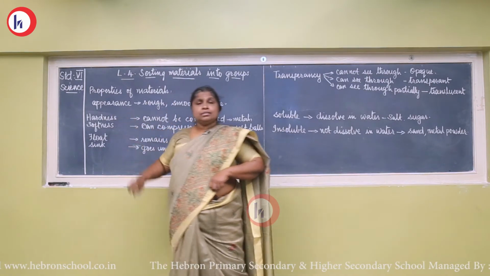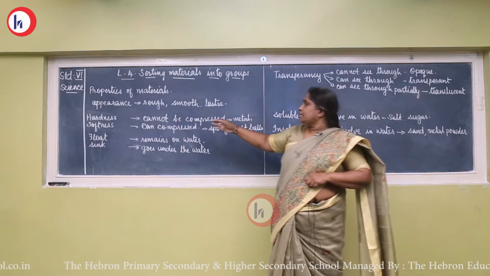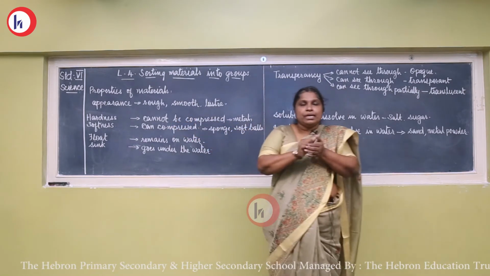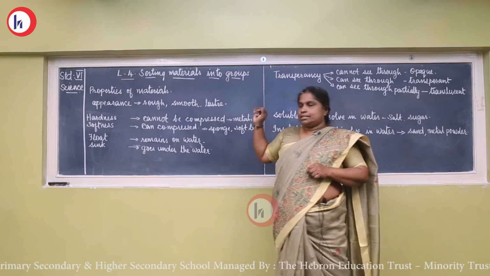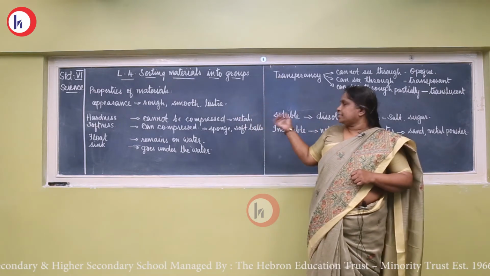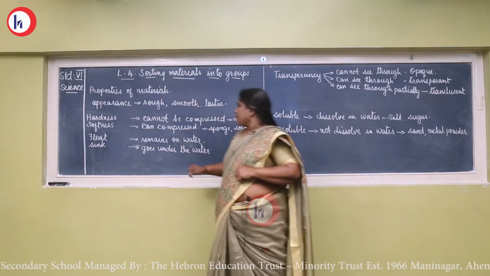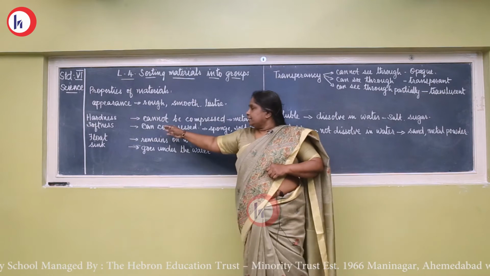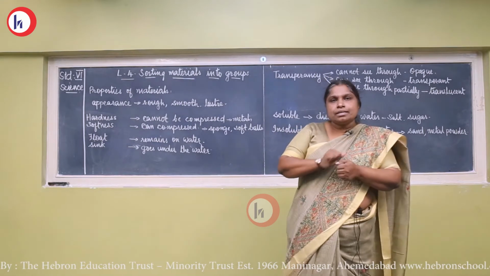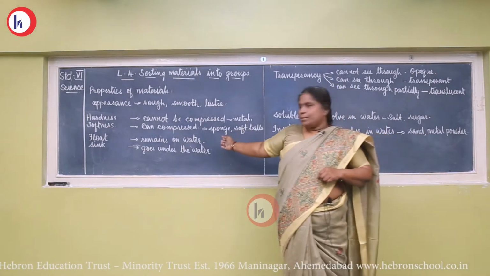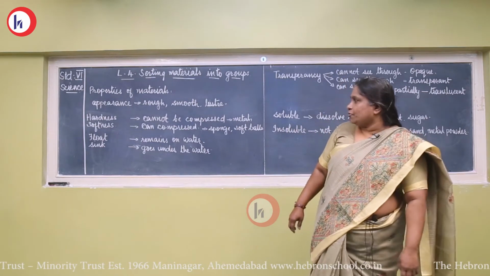Next, hardness and softness. There are many hard materials. Hard materials cannot be compressed. Examples are metals and glass. Softness means the object can be compressed easily. Examples of soft materials are a sponge and a soft ball.